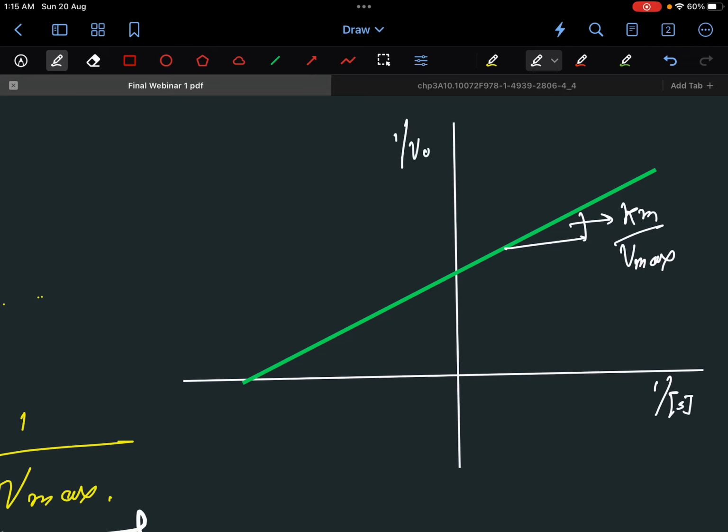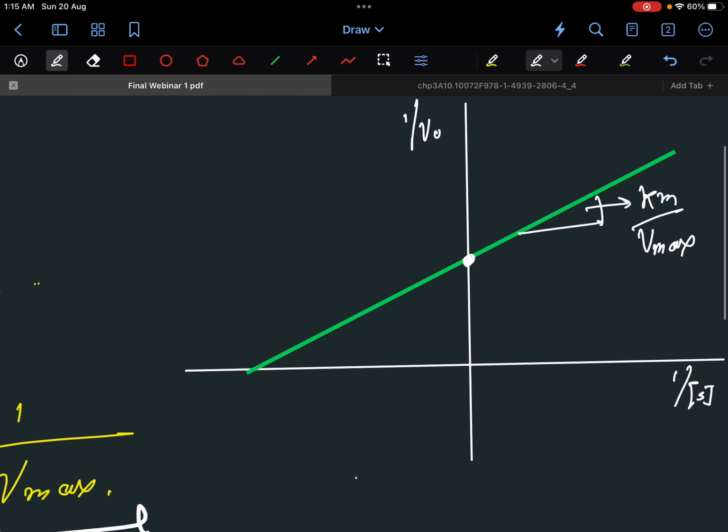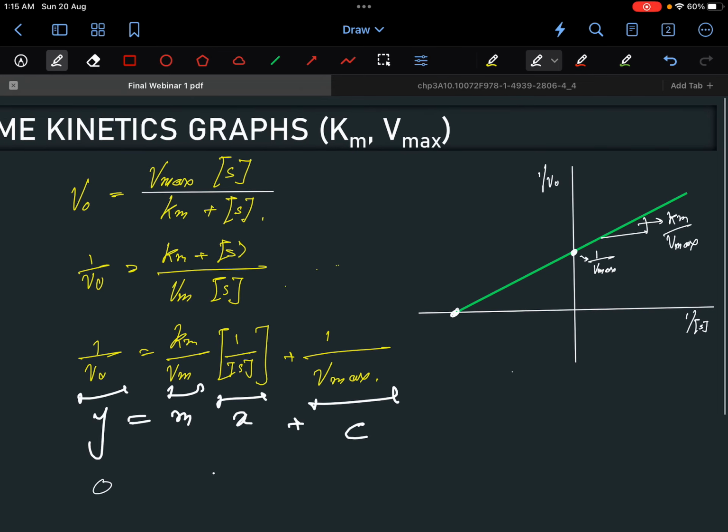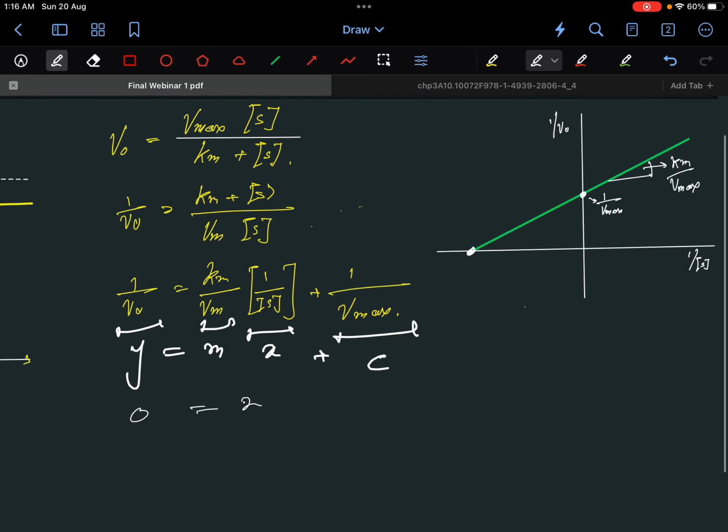And what is the y-intercept? That is c. What is c? C is 1 by Vmax. And what is this intercept? How to find that intercept? It is very easy. At this point, what is the value of y? The value of y is 0. In this equation, just put y equal to 0, and you will find the value of x. Let's do that actually.